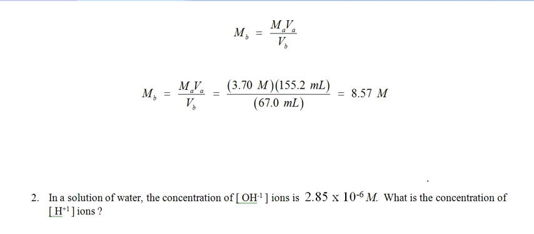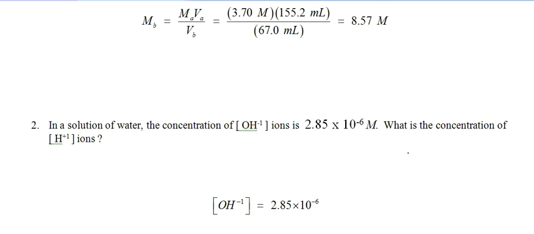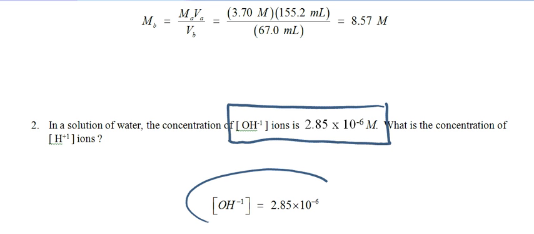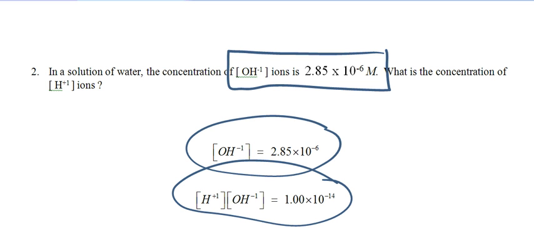Number two, it says in a solution of water, the concentration of the hydroxide ions is 2.85 times 10 to the negative 6. What is the concentration of the hydrogen ions? Now again, recall that the information that's given here is our amount of hydroxide. So that's what this is. Also, you were given an equation, which is on the back of your periodic table, or it'll be on your exam sheet. I can't remember where I placed it, but I do have this constant, where the hydrogen times the hydroxide is equal to 1.0 times 10 to the negative 14.